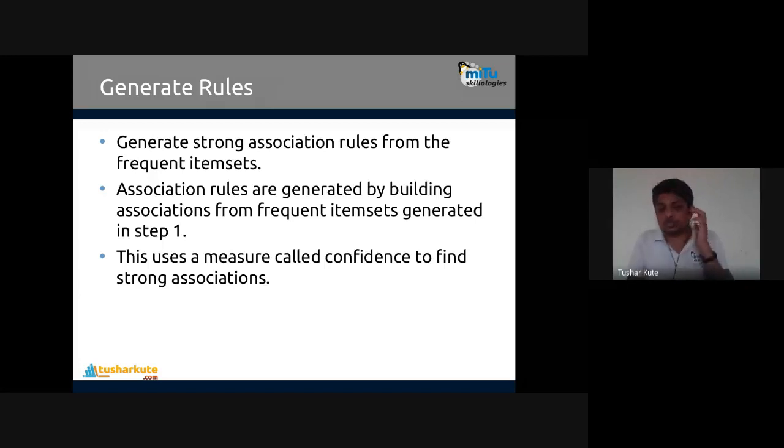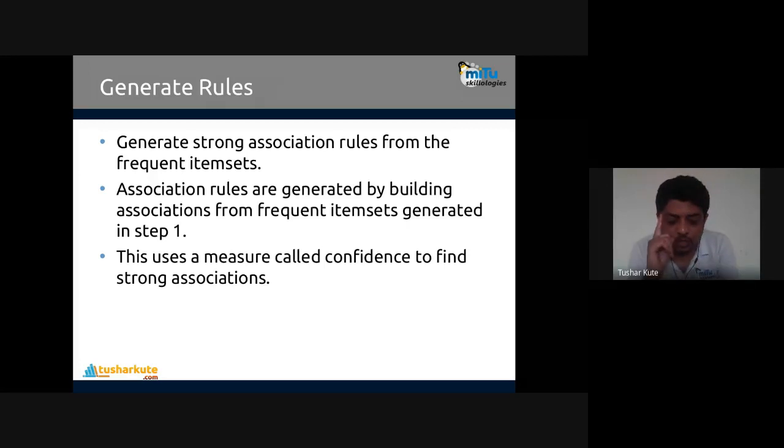Now, the second step is generating the rules. The first step in the generalized algorithm is to create a frequent item set with the help of support. In the second step, generate the strong association rules from the frequent item sets. Association rules are generated from the frequent item sets generated in step number 1, and they use a metric to find strong association, that is called confidence. First we have seen the support, the frequency of an item, and the second is confidence, and then lift. These are used to generate the strong association rules.